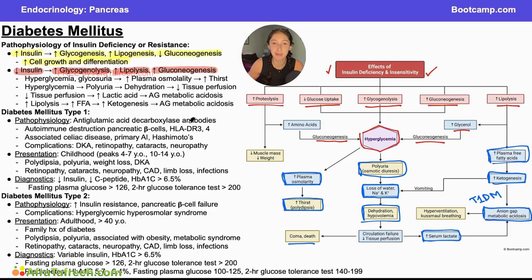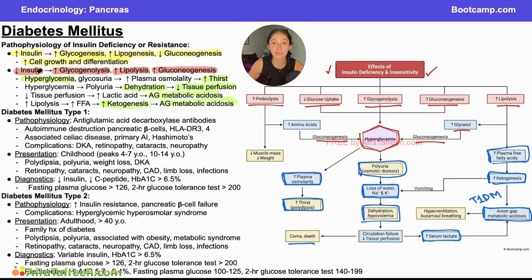So to quickly recap what we went through in this pathway, what I want you to remember about whether you have insulin deficiency or insensitivity is that the end result of this insulin deficiency, this insulin insensitivity, tricking your body into thinking that it's in a low energy state, even though you do have an abundance of glucose, is hyperglycemia, which leads to increased thirst, dehydration, decreased tissue perfusion, and more in the case of type 1 diabetes, anion gap metabolic acidosis.